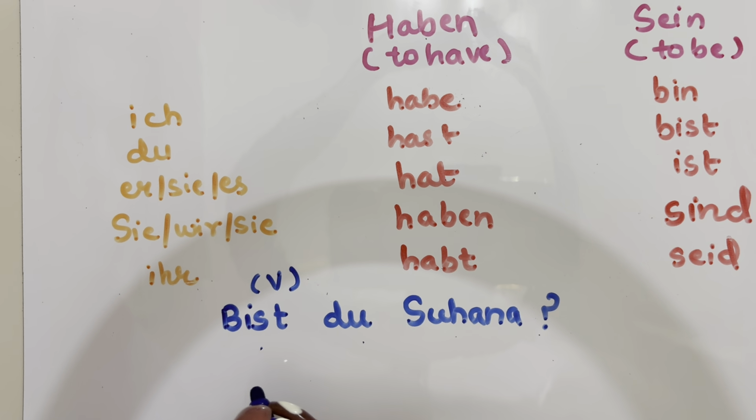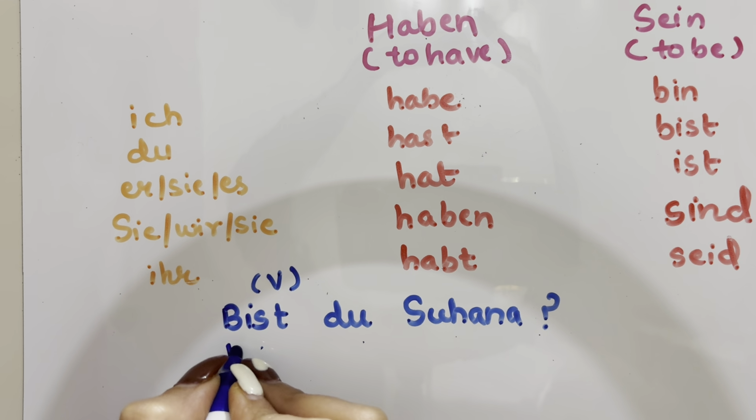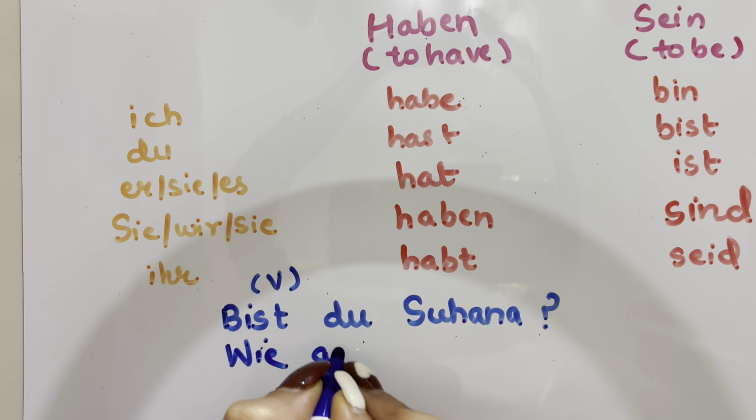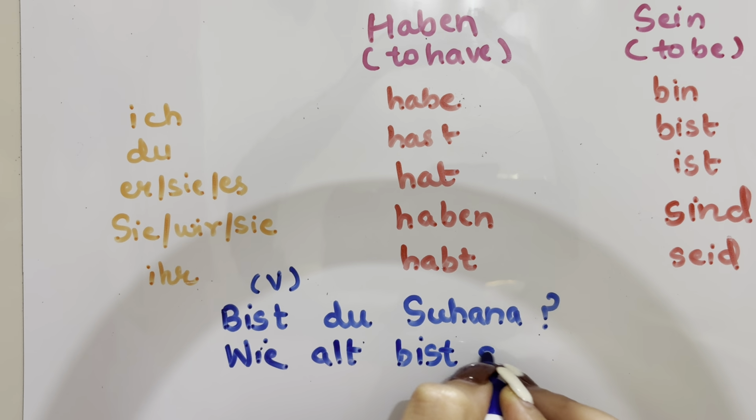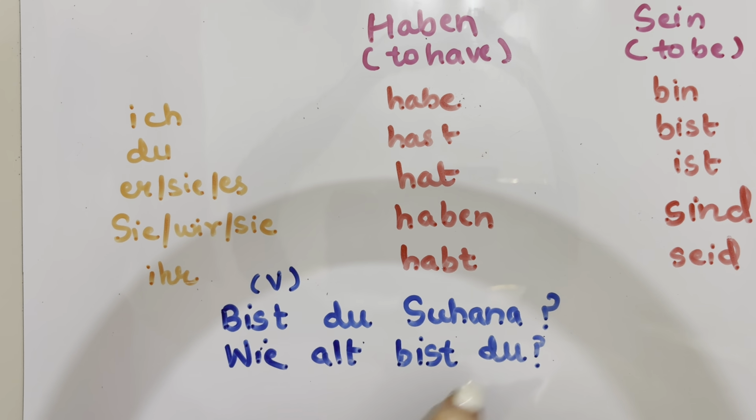Now another question that I can ask is wie alt bist du, which means what is your age? No, sorry, it means how old are you? Now it is again something that we have made from sein. It is a sentence using sein.